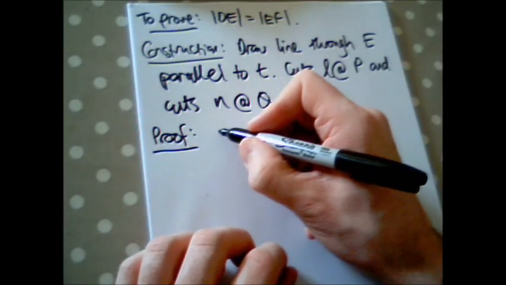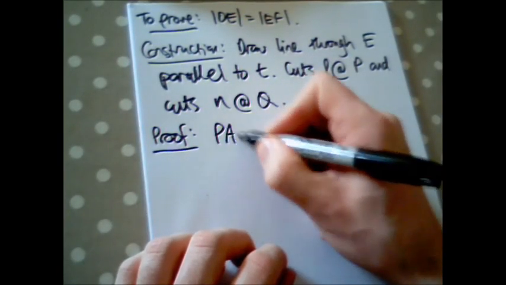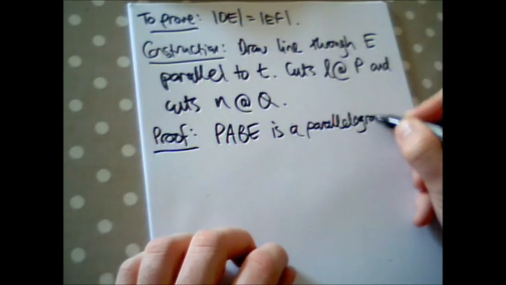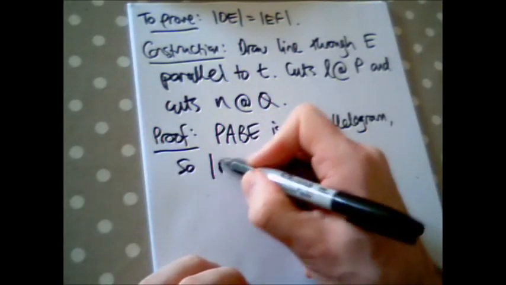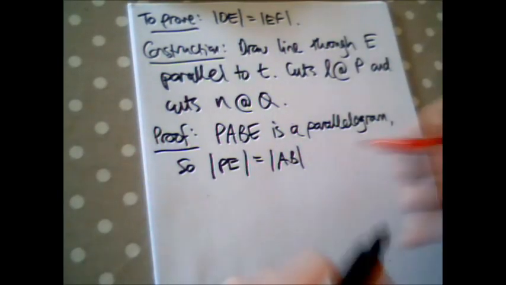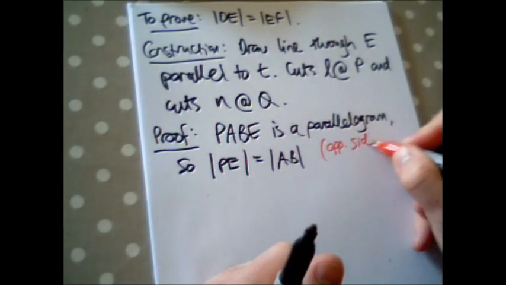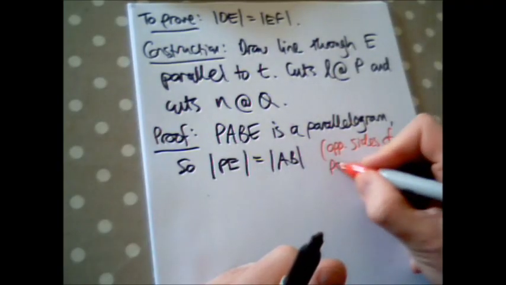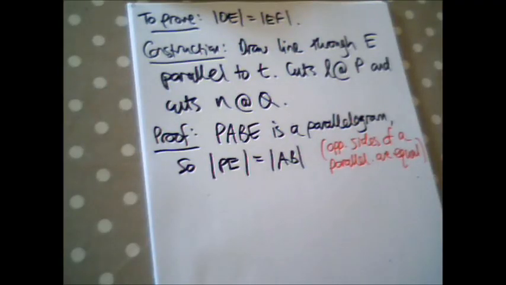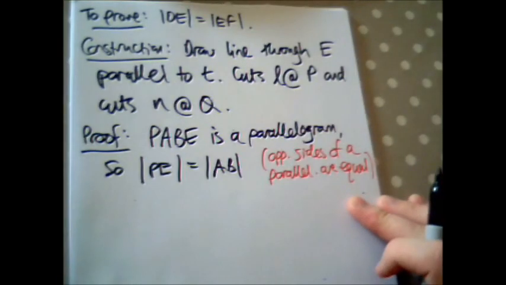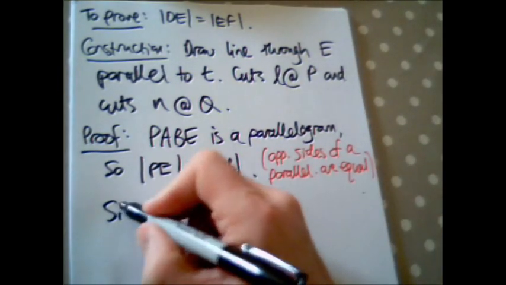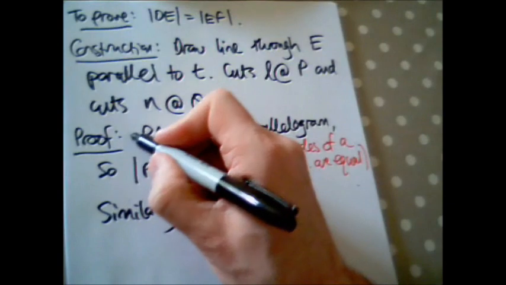The first thing we said was that PABE is a parallelogram. So the distance PE is equal to the distance AB, and the reason is opposite sides of a parallelogram are equal. Okay, so you have to give the reason, so that's the reason there that we give. Opposite sides of the parallelogram are equal. So that's the first thing we do.